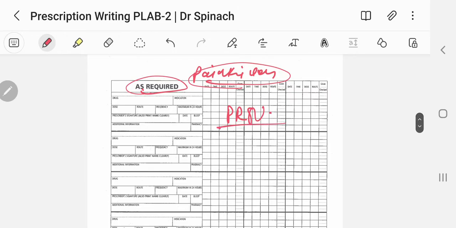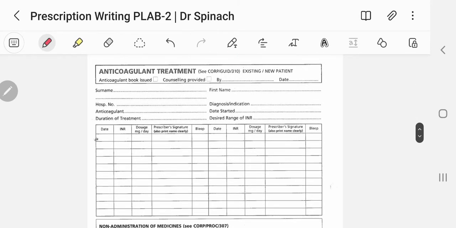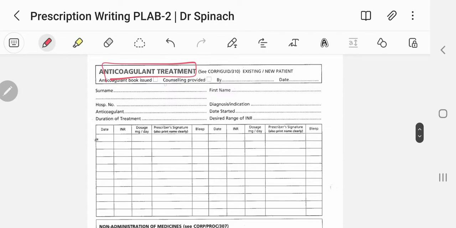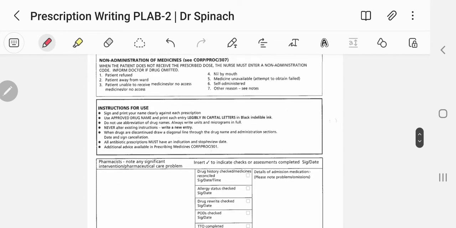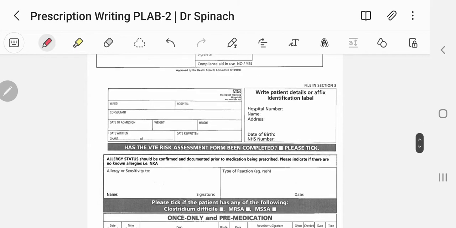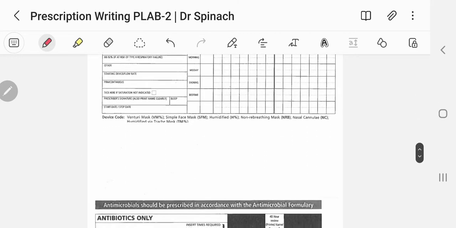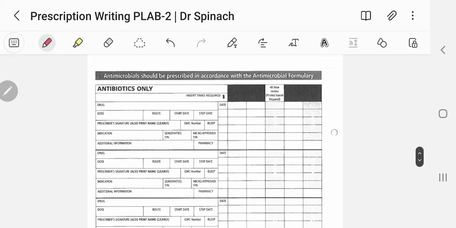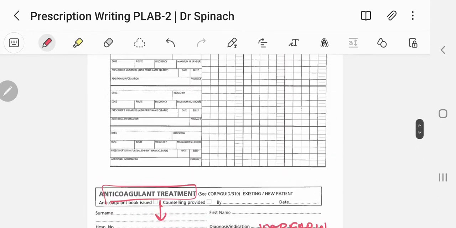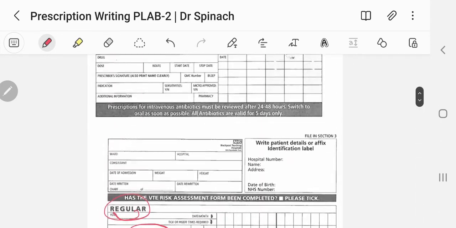Okay. Now, the next one is anticoagulant treatment. This is only reserved for one drug, which requires INR monitoring. Now, which drug is it? It is warfarin. So this one is only reserved for warfarin. I think it has been uploaded 2 times in my PDF on my screen, but that is fine. We'll just look at the one that we were looking at the moment.